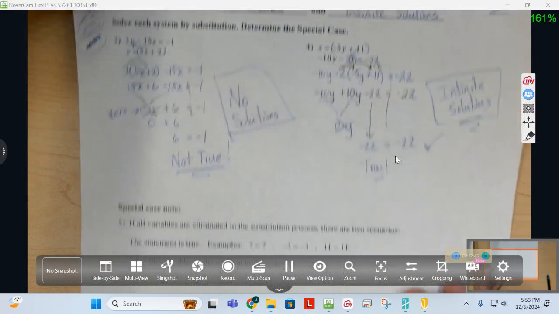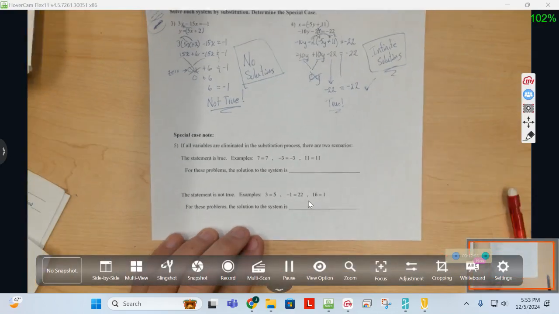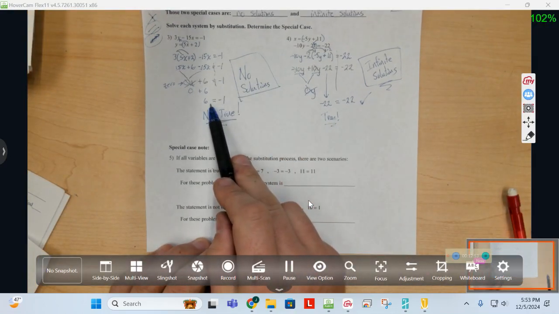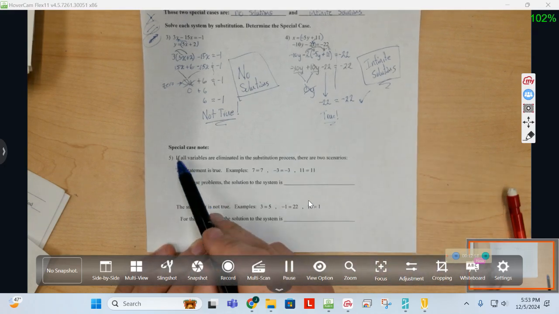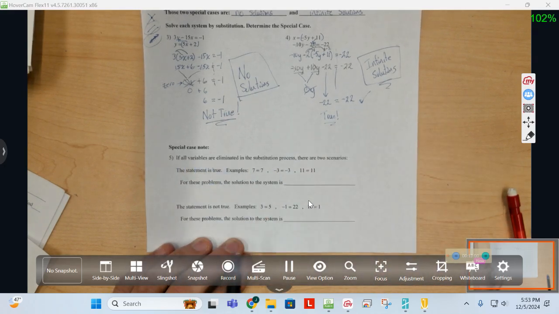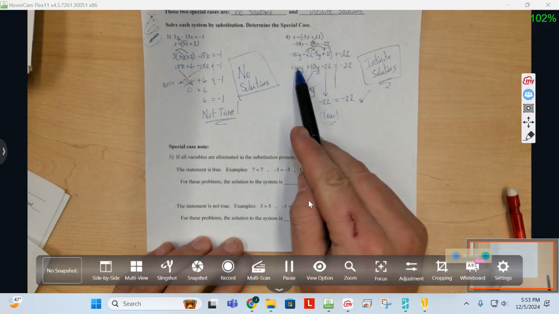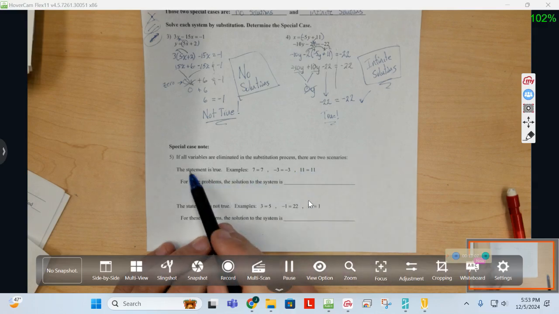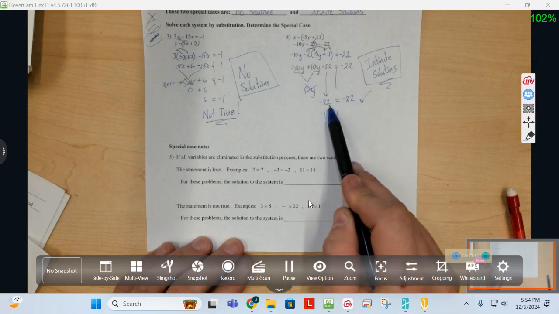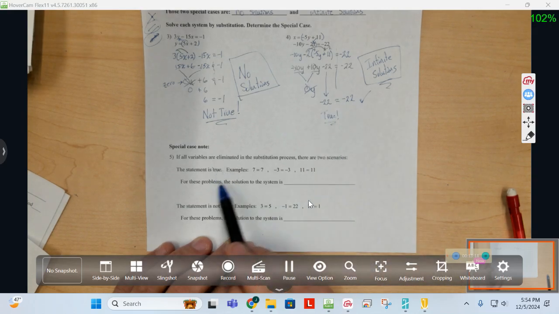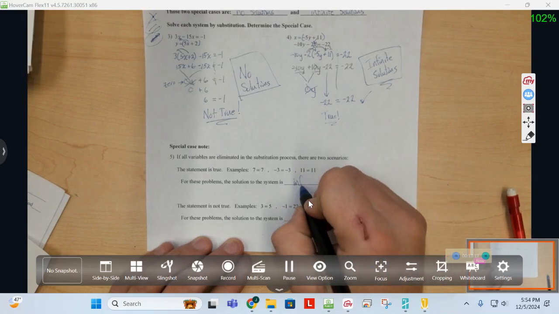And to finish out the summary of this, I will zoom out. So when we had a not true statement, it was no solutions. When we had a true statement at the end, it was infinite solutions. So to summarize, if all variables are eliminated in the substitution process, this eliminates with that, eliminates with that, and there are the scenarios, for example, 7 equals 7, -3 equals -3, 11 equals 11. These are true statements. For these problems, we have an infinite solutions possibility.